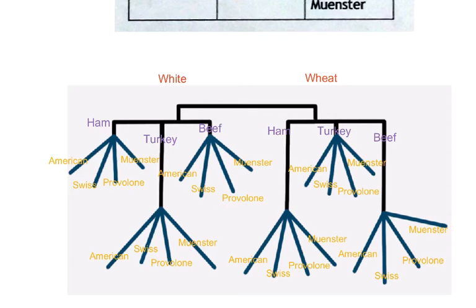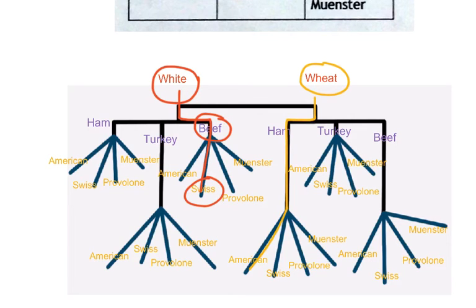Now if you notice, we go down the tree to figure out our options. We have white bread with beef and Swiss cheese. So this is a white bread beef sandwich with Swiss cheese. We just follow that path through the tree. And that's how you read the tree diagrams. A wheat bread sandwich with ham and American cheese. Okay, so that's how you read the tree diagram.